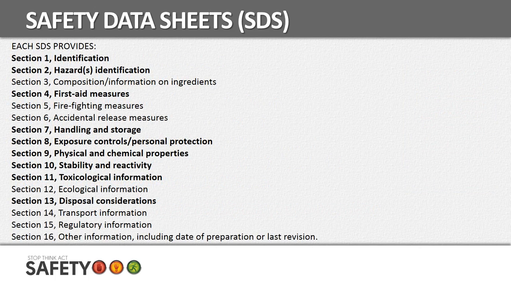SDSs provide a variety of information in 16 separate categories. The most common categories we are concerned with are Section 1, Identification. Section 2, Hazard Identification. Section 4, First Aid Measures. Section 7, Handling and Storage. Section 8, Exposure Controls and Personal Protection. Section 9, Physical and Chemical Properties. Section 10, Stability and Reactivity. Section 11, Toxicological Information. Section 13, Disposal Considerations.